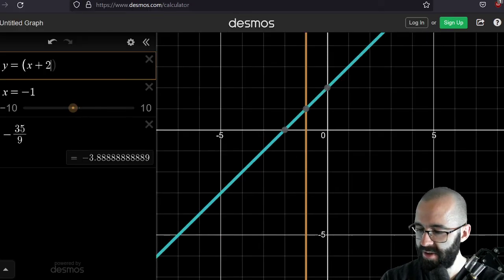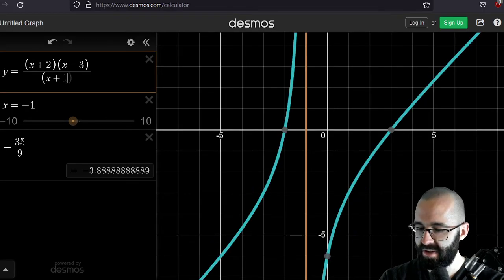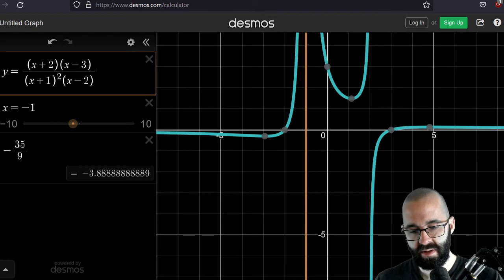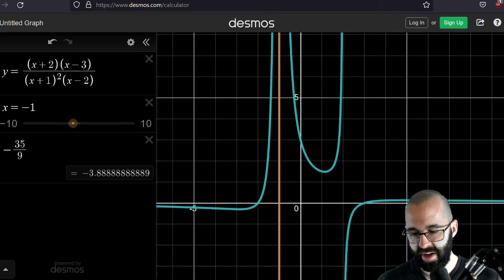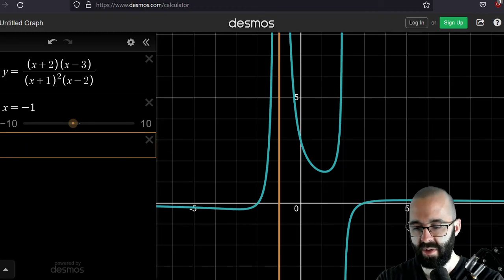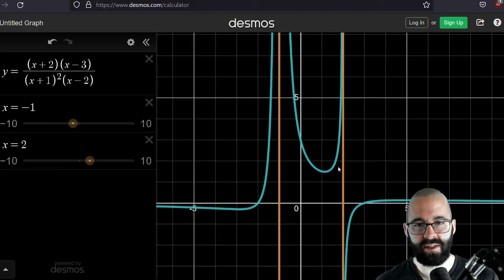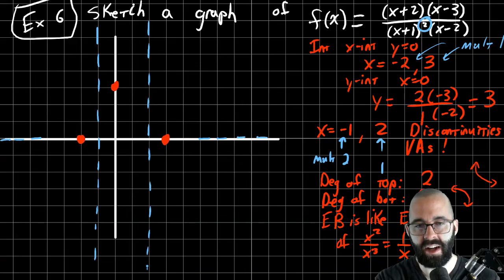We're going to get x plus 2 times x minus 3 divided by x plus 1 squared, x minus 2. All right, and this should have all the information that we were talking about. The intercepts are all right there. The asymptotes should all be right there as well. Another one at x equals 2. Good, and then this just tells us the shape. We have all the right information. Let's just connect the dots.